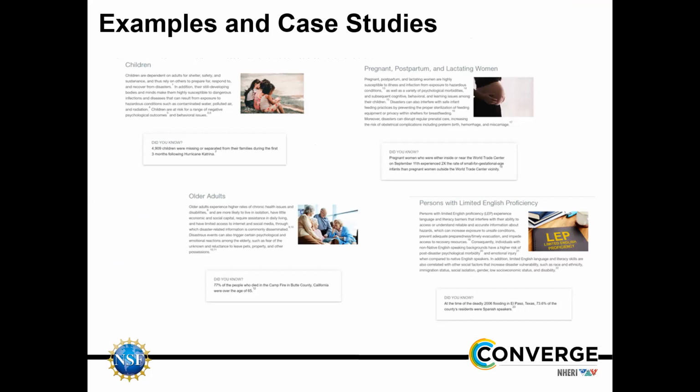For instance, within the vulnerable populations topic, we highlight certain groups that have been identified throughout the literature as being particularly vulnerable to hazards and disasters, such as children, older adults, pregnant, postpartum, and lactating women, persons with limited English language proficiency, low socioeconomic status populations, racial and ethnic minorities, and people with disabilities and chronic medical issues.